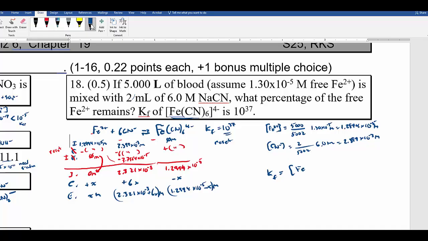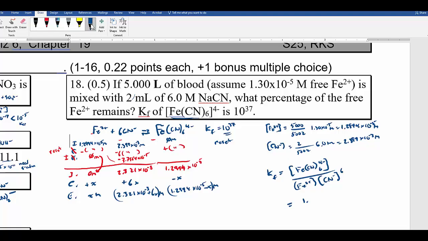So I can use a square bracket right here to indicate the molar concentration of this here. Let's raise to the first power. And then we're going to have iron 2 plus here raised to the first power. And then we're going to have cyanide here raised to the 6th power here. Let's plug everything in here.